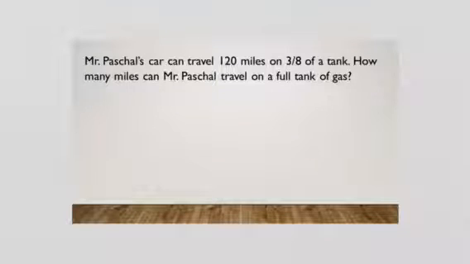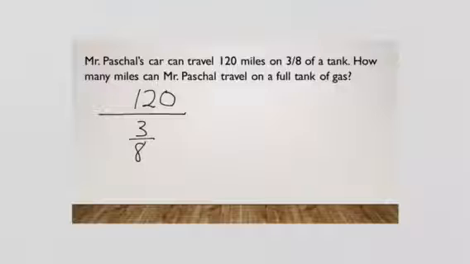Okay, let's try this next one. Mr. Pascal's car can travel 120 miles on 3/8 of a tank of gas. How many miles can Mr. Pascal travel on a full tank of gas? So once again, I can set up a unit rate, and this will involve a complex fraction. So I'll have 120 divided by 3/8 of a tank of gas. So this is miles, and this will be tanks.